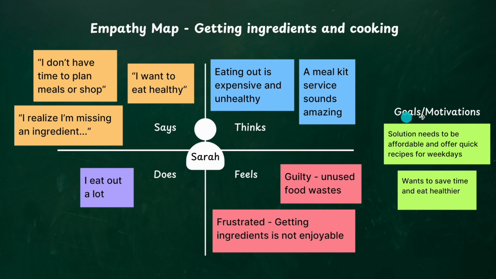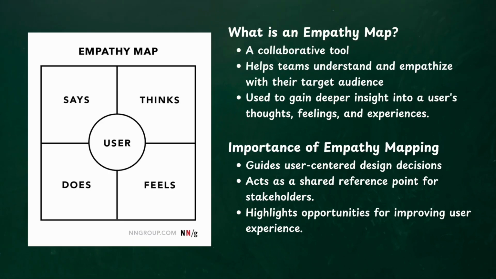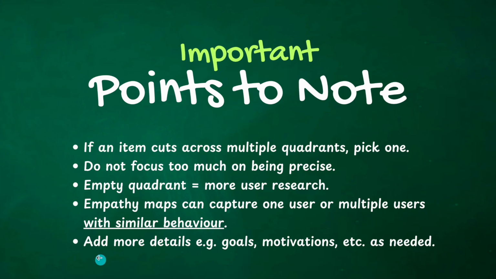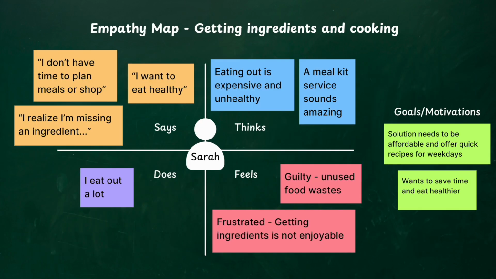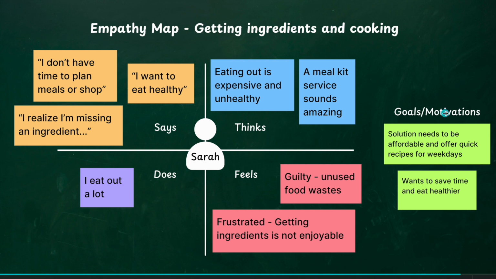Now you have two things here that don't exactly fit into these parts, although you can still make them fit. Like now, the solution needs to be affordable and offer quick recipes for weekdays. If you think about it very well, this is something that she said out loud. You may decide to put them here, but like I said, under these important points to note, add more details like goals and motivations as needed. So you may decide to make it the user's goal or motivation.